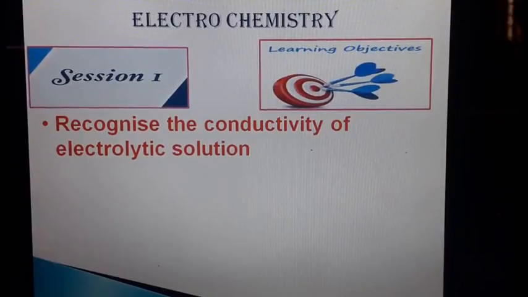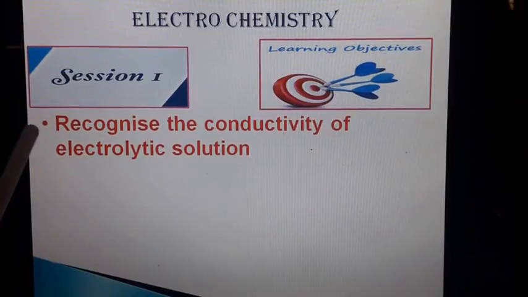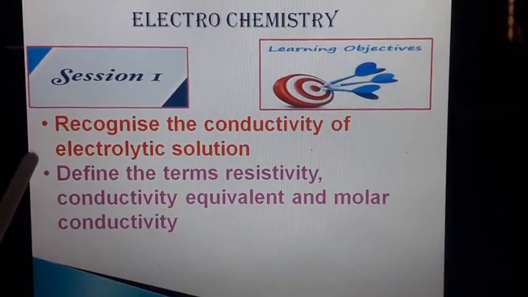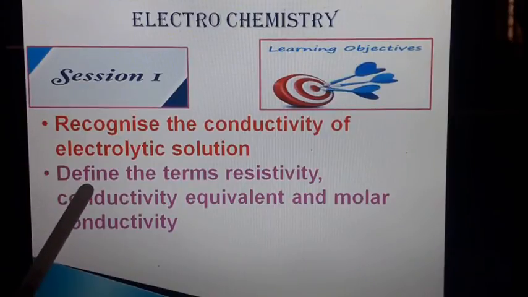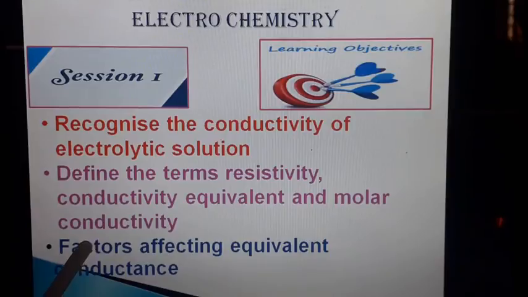The topic is electrochemistry, session 1. The learning objectives are: first, recognize the conductivity of electrolytic solution. Second, define the terms resistivity, conductivity, equivalent and molar conductivity. Next, factors affecting equivalent conductance. Now, introduction.